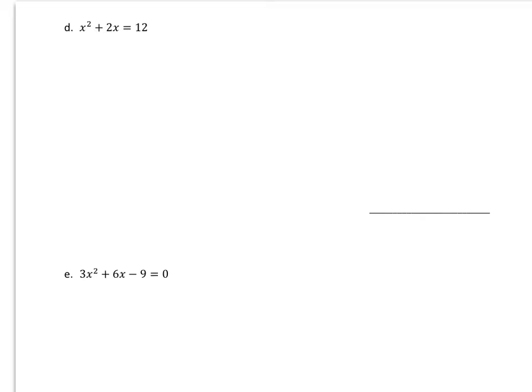Let's take a look at this equation. For part D, we have x squared plus 2x equals 12. And again, as our first step, we'd like to be able to classify this particular equation. And we see that the highest power that it's raised to is the second power. So we know that this is called a quadratic equation. So we're going to put that right beside it, quadratic equation.